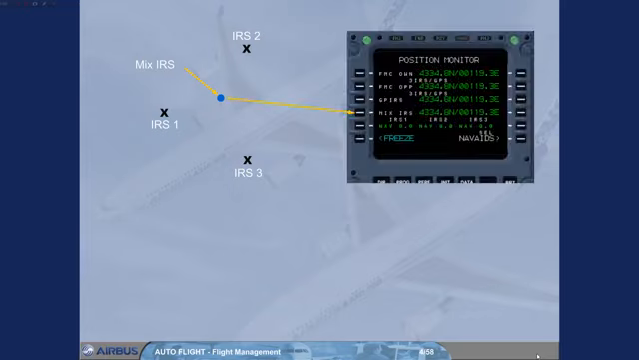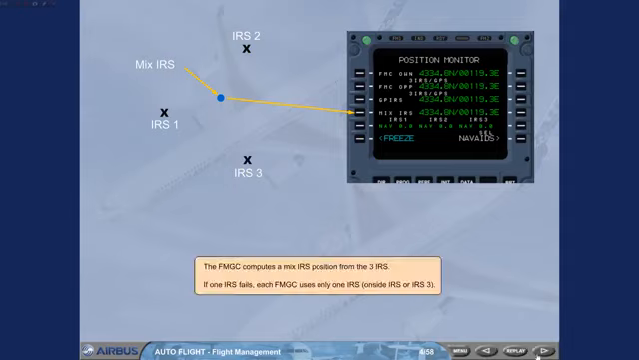The FMGC computes a mixed IRS position from the three IRS. If one IRS fails, each FMGC uses only one IRS, onside IRS or IRS 3.